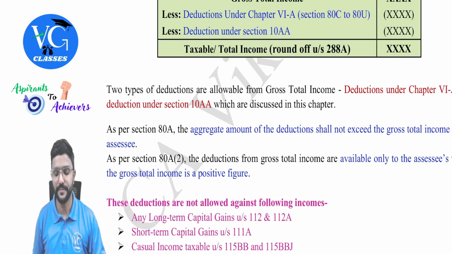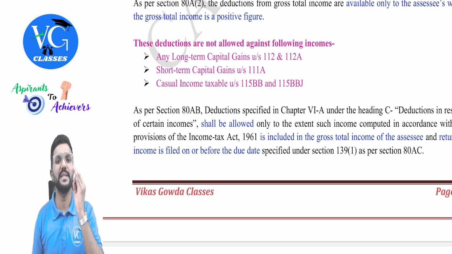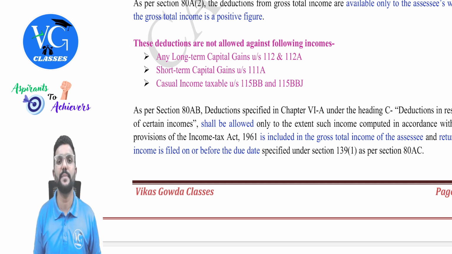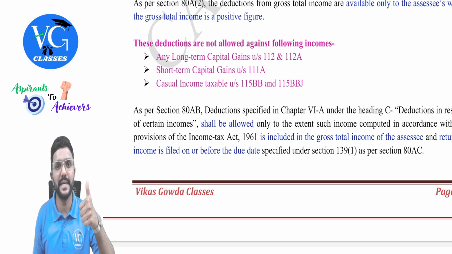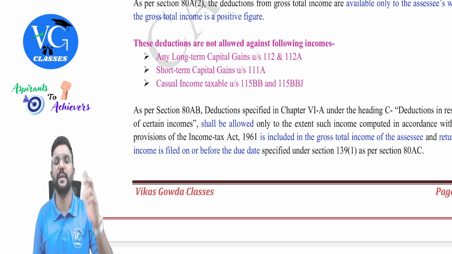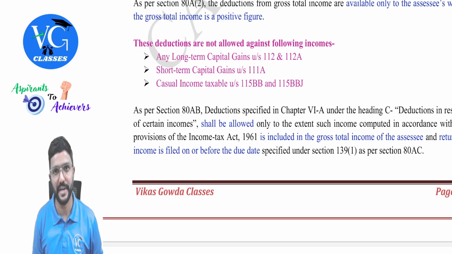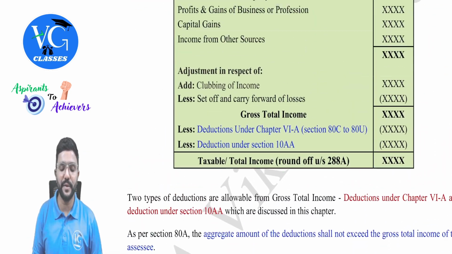Got it? Yes, sir. Then this is a very important point, guys. An assessee cannot claim these deductions, whatever we are learning in this chapter, against capital gains special income under sections 111A, 112 and 112A, which is special in nature, and also against casual income under sections 115BB and 115BBJ. So in simple terms, the assessee cannot claim the deductions against capital gain special income and casual income, which is always taxable at special rate, guys.